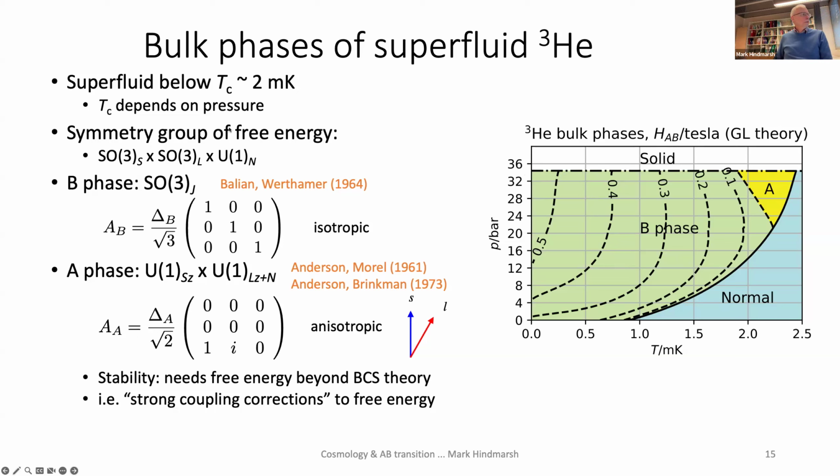There are some symmetries involved, as I said: the rotation symmetry, the spin rotation symmetry, and of course the good old quantum mechanical phase. So the symmetry is even bigger than the standard model. It's SO(3) times SO(3) times U(1), but it's not a gauge symmetry. It's a global symmetry. And the stable phase over most of the plane at zero applied magnetic field is the B phase, which is an isotropic phase. So this is what the 3 by 3 order parameter looks like.